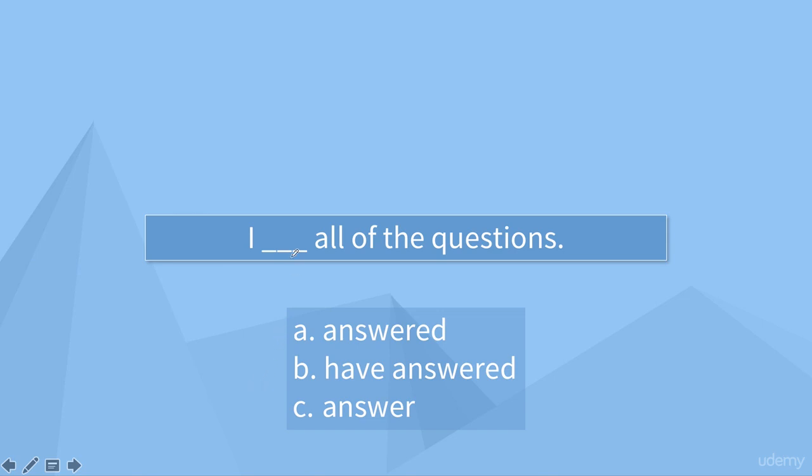So let's go through the usual steps of putting the structure. We start with the subject, and then have or has, and verb 3. So we have the subject here. We can rule out answer A because there's no have or has, and of course it cannot be answer C. So it must be answer B. Yes, I have answered all of the questions.